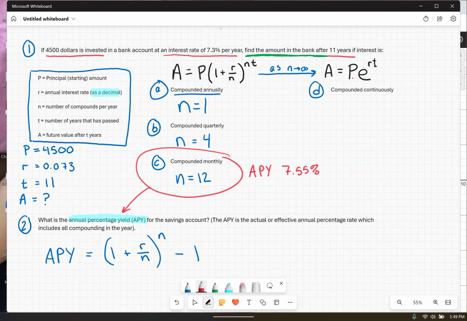Right? So the more compounds per year, the higher the APY becomes over the interest rate. So we're stating an interest rate of 7.3, but with the compounding, that's what this formula down here does. It takes compounding into account.